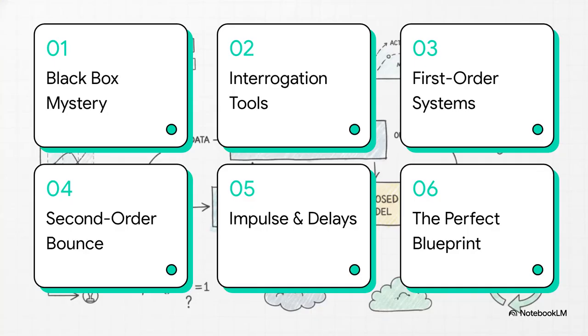We'll start with the black box mystery, move on to the mathematical interrogation tools, then decoding first-order systems, the second-order bounce, impulse math and time delays, and finally, building the perfect blueprint. We're going to start simple and scale up from there.